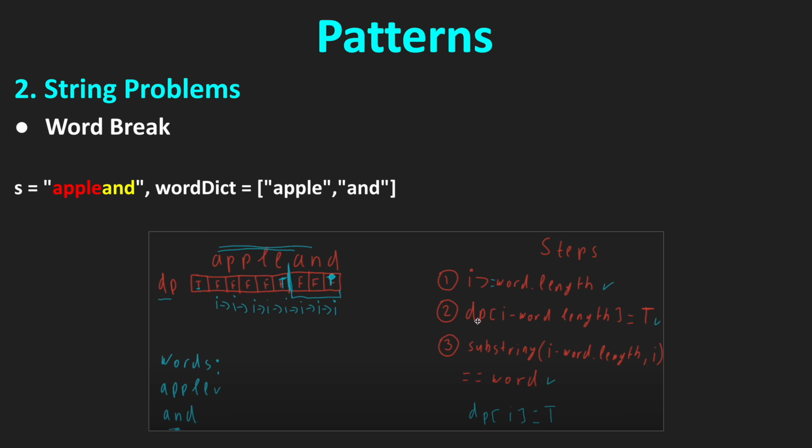So we are checking if dp of I minus word length is equal to true. In our case, it is. So then we are going and checking the last one, where we are taking the whole word here. The whole word is apple, and we are comparing if that is equal to our word. In our case, yes, it's equal to apple, so we are setting that to true. Then we are going for the next ones, for the A, for the N, and we are going for the last one, D, right? Now we are at the D, at the last index.